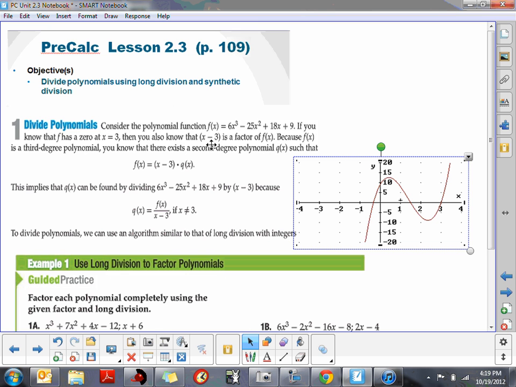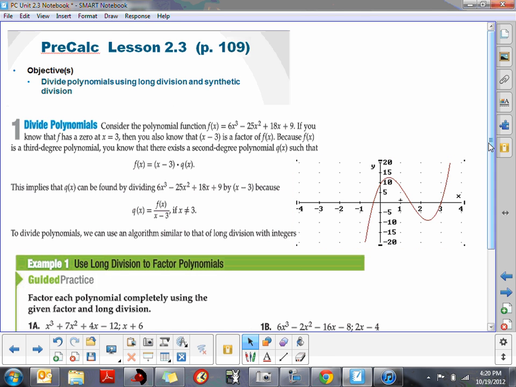And because f of x was a third-degree polynomial, and we pulled out a linear term, which is a first-degree polynomial, which means we divided this by a first degree, then the third degree divided by a first degree should give you a second degree. And that's where they say there exists a second-degree polynomial, q of x, such that a first-degree polynomial times a second-degree polynomial gives the third-degree polynomial that we started with. So what we're saying is we can divide this by x minus 3, and we can break it down into a smaller polynomial. And that's what we're going to be working on.